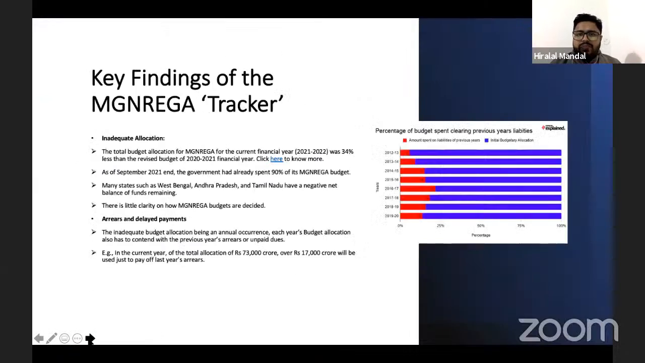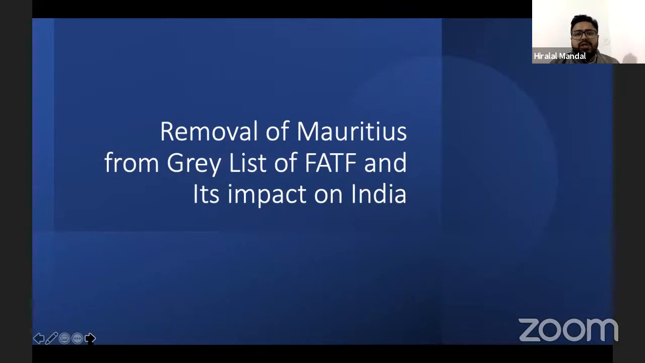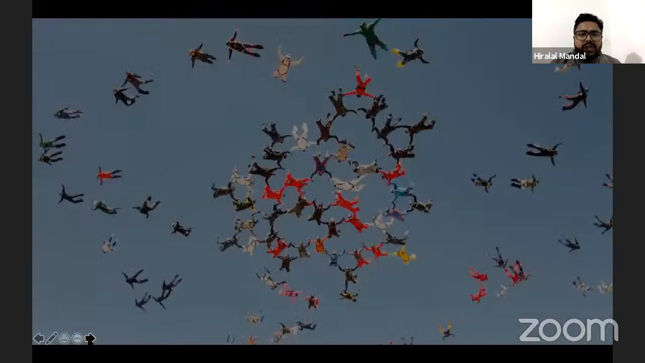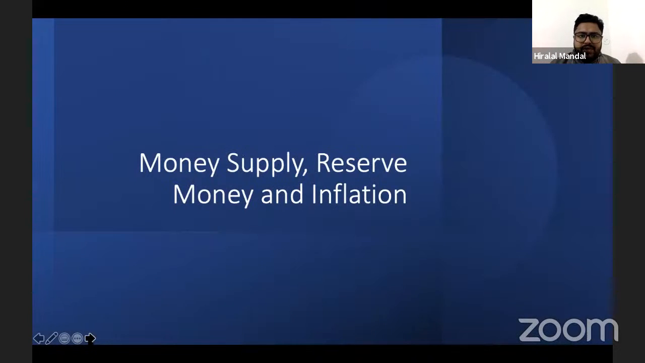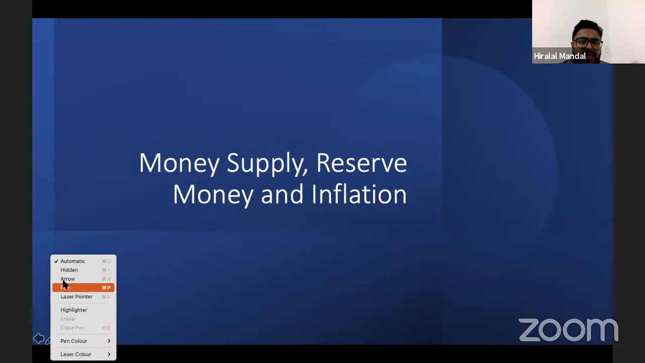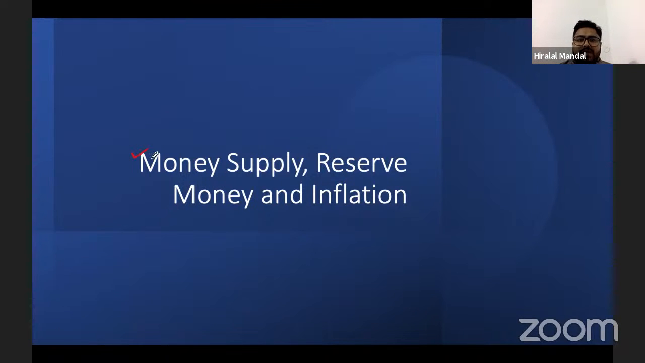Okay, so let us start. We have taken up a lot of issues. So the first issue I will be talking about is the last issue that I have covered today. So I'll be talking about the money supply, reserve money, and inflation. This is the topic because it requires a sound understanding of the relationship between the money supply, reserve money, and inflation that we will try to understand in this discussion.